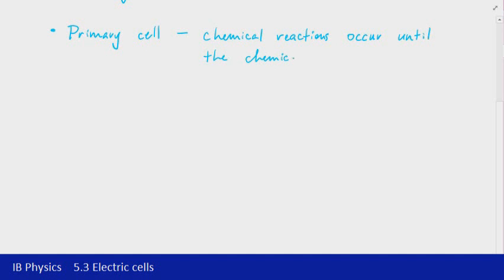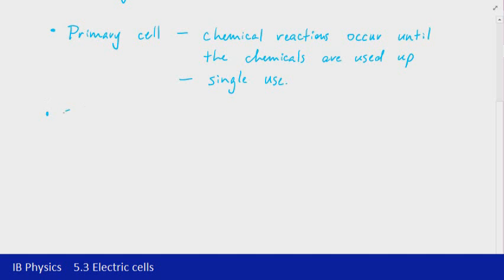The first is known as a primary cell, and with a primary cell the chemical reactions that occur in the cell will continue until all of those chemicals are used up. Because of that, we can refer to a primary cell as being a single-use cell. So with a primary cell we can only use it once. Your typical battery, once you've used it, you then have to throw it out.